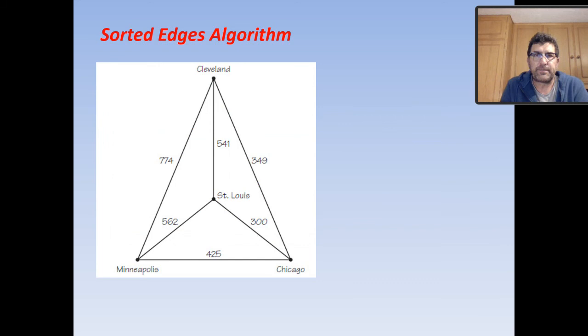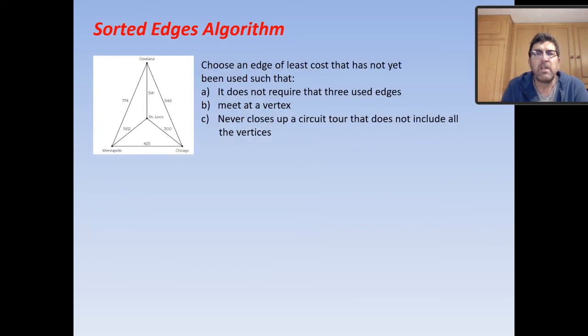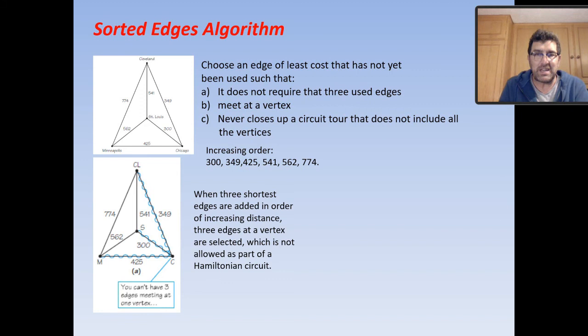Now if we look at our four cities tour here, choose an edge of least cost that has not yet been used. It does not require three edges to meet at a vertex, and it never closes up a circuit tour. There are two conditions, that's what I'm trying to say. So if we sort our edges: 300, 349, 429, 541, 562 and 774. If we use them in that order, we use 300 first, so it's the side SC, then we use 349, which is Cleveland, Chicago. The next weight is Minnesota and Chicago. We have three edges meeting at that vertex, not allowed.